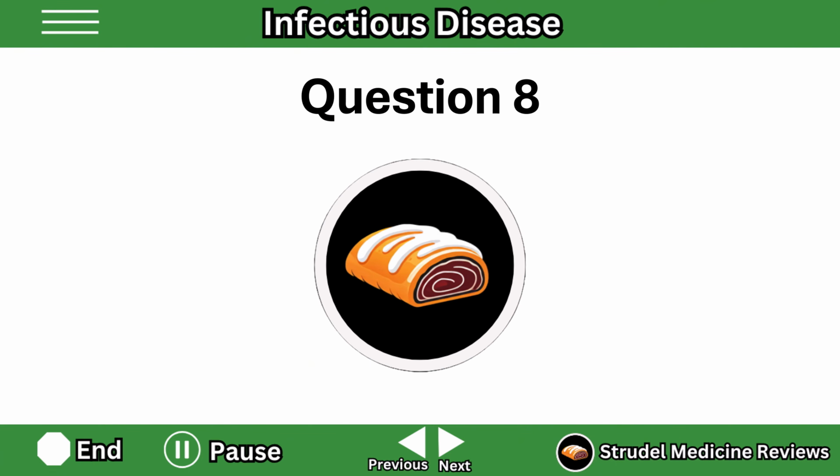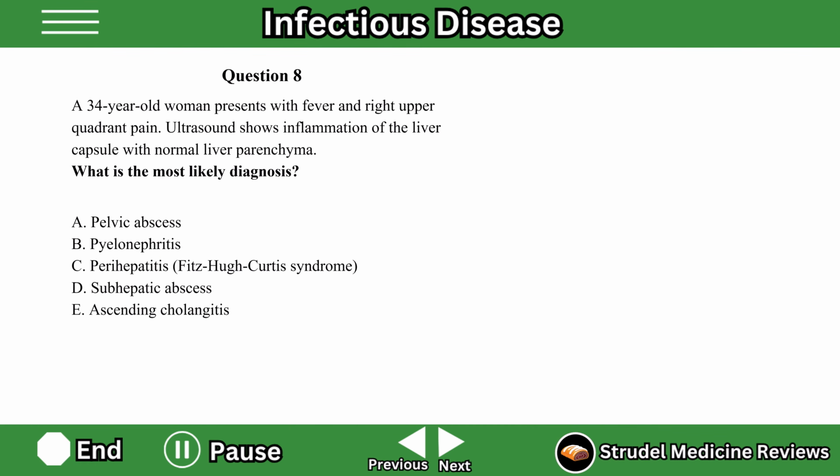All right, question 8. A 30-year-old woman presents with fever and right upper quadrant pain. Ultrasound shows inflammation of the liver capsule with normal liver parenchyma. What is the most likely diagnosis? A, pelvic abscess. B, pyelonephritis. C, perihepatitis or Fitzhugh-Curtis syndrome. D, subhepatic abscess. Or E, ascending cholangitis.